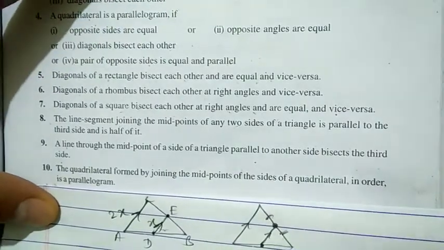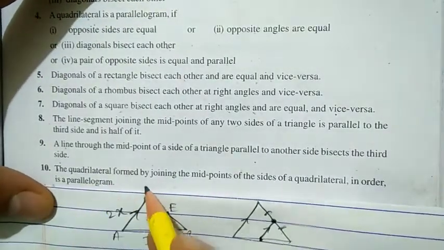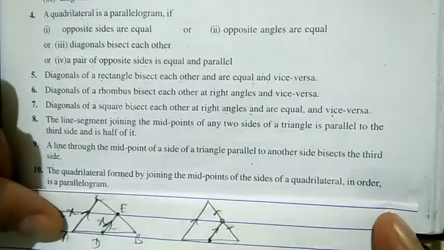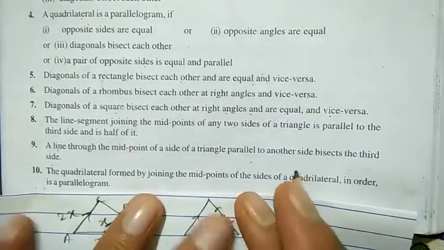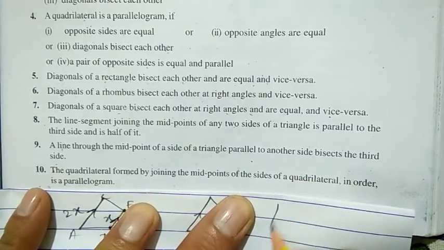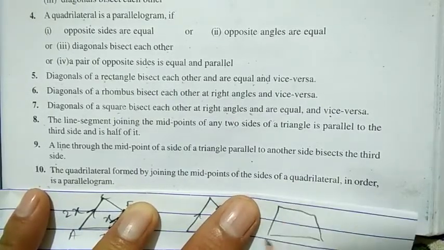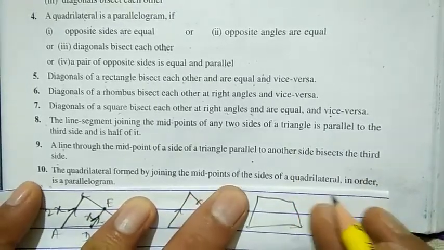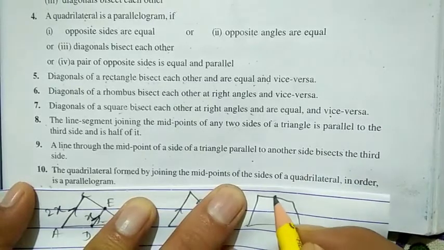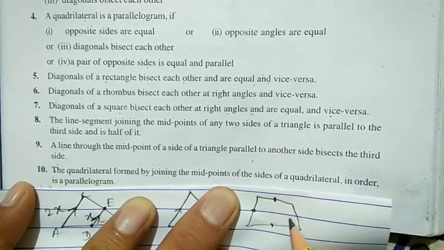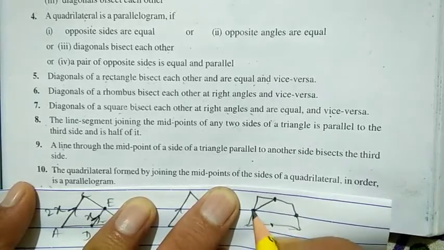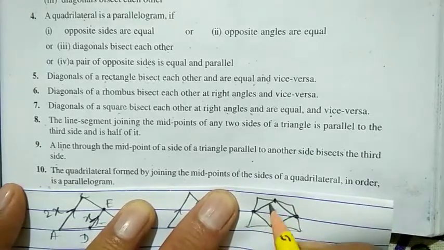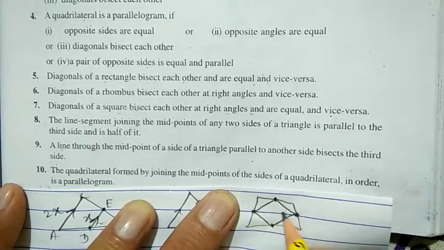Now the 10th point, the final point: the quadrilateral formed by joining the midpoints of the sides of a quadrilateral in order is a parallelogram. For any quadrilateral, means there are four sides, it can be any quadrilateral. If we join the midpoints of the sides of the quadrilateral, this is the quadrilateral we are getting. If in order we are joining it, this will be a parallelogram.